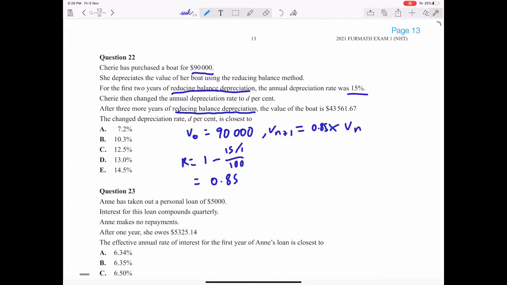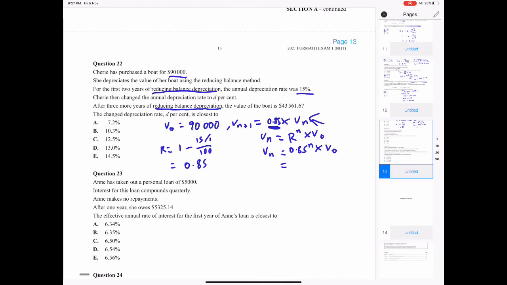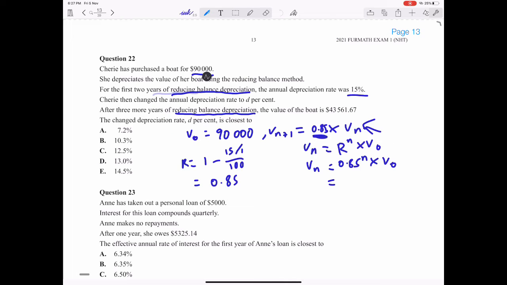So now we can calculate the value after 2 years by converting this relation over here into an nth term relation. So an nth term relation would just be Vn equals R^n times V0. So you should have that in your notes. So Vn equals R. The value of R, as we've found, is 0.85, 0.85 to the power of n times V0. And we want to find, it says the first 2 years the reducing balance was 15%, which is for the rule we've calculated over here. So therefore we can find V2, which is the value of her boat after 2 years.